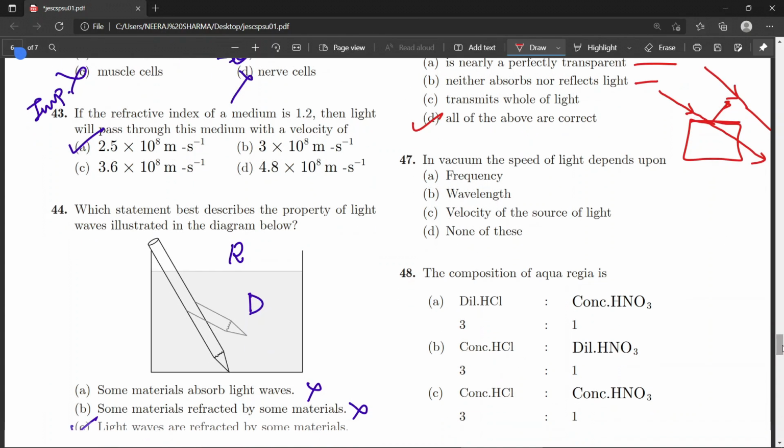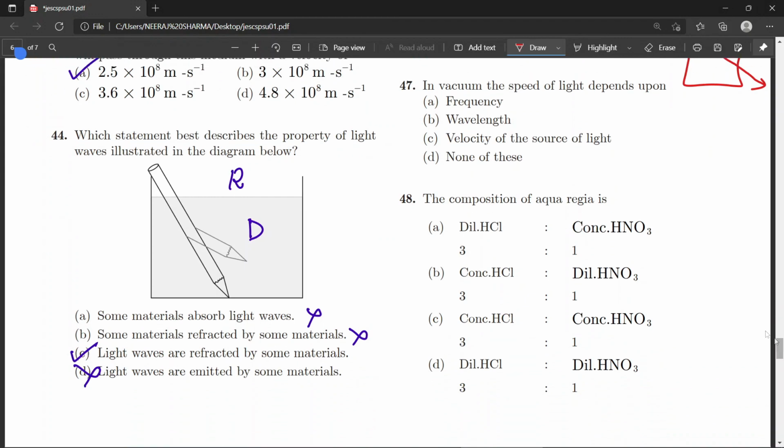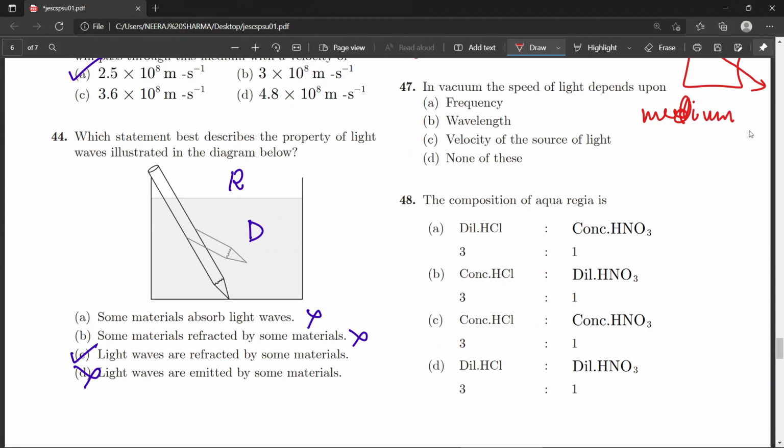Coming to question number 47. In vacuum, the speed of light depends upon, right? In general, the speed of light always depends upon the medium in which the light is traveling. So it does not depend upon the frequency, wavelength, or the velocity of the source of light. It always depends upon the medium. And in vacuum, there is no medium, right? There is no air, there is nothing. So it is not going to be affected by these three. So the answer is option D.